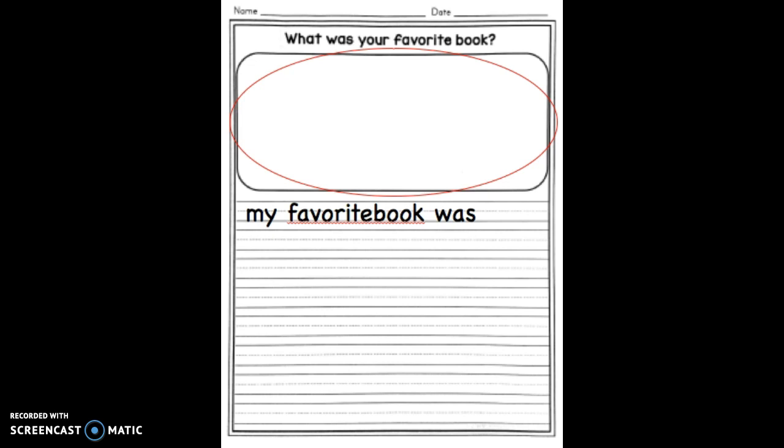Your pictures are looking really nice. Great job on adding detail and taking your time while you color. Boys and girls, it's time for us to stop for today. We're all done with day 3 of our writing.